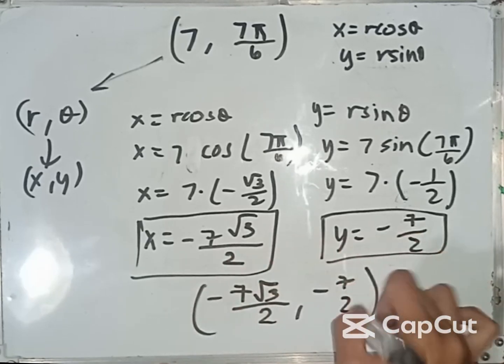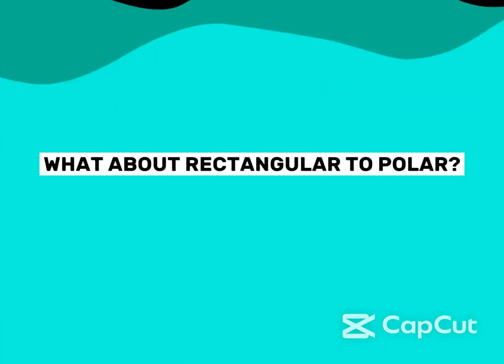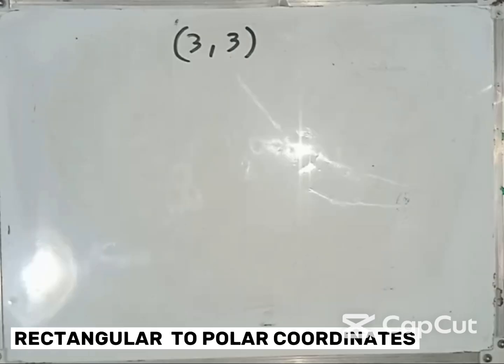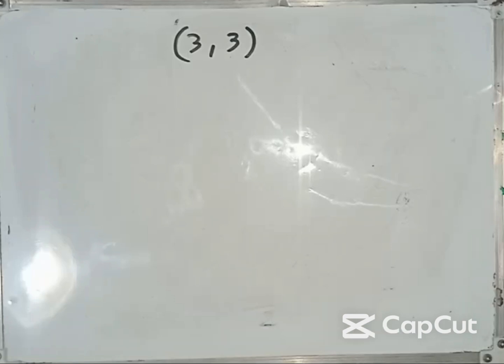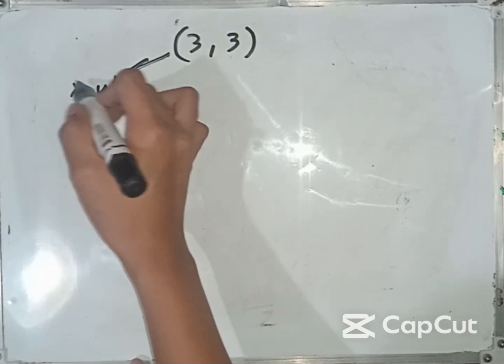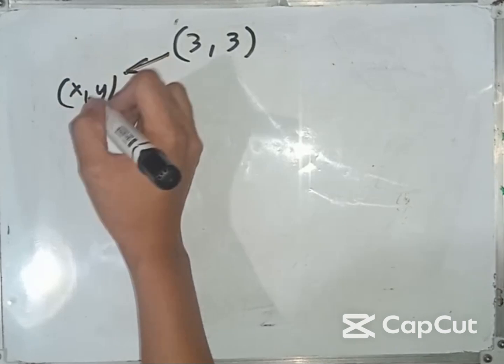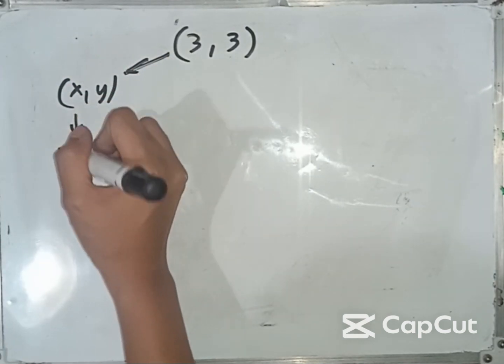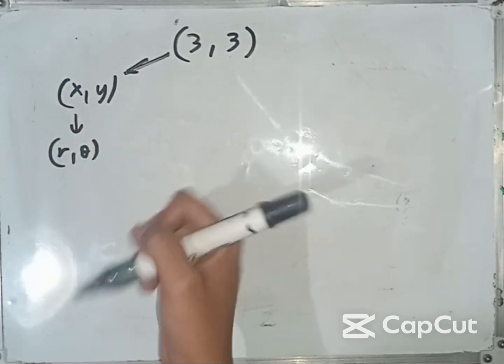And for our y, negative 7 over 2. Now, what about converting from rectangular to polar coordinates? So, we have here 3, 3. So, this is in rectangular form, the form of x and y, and we are to convert this one into polar. Polar form is r, theta.